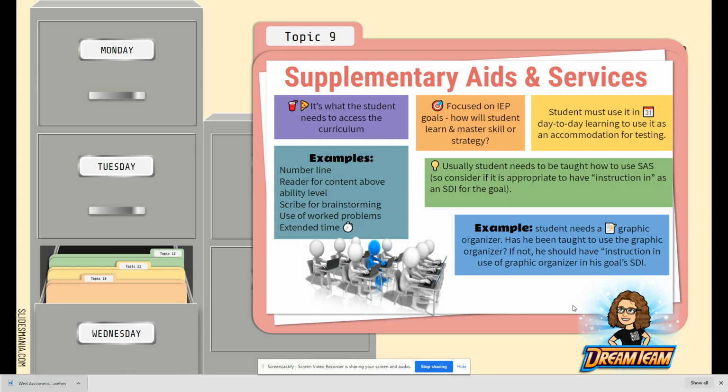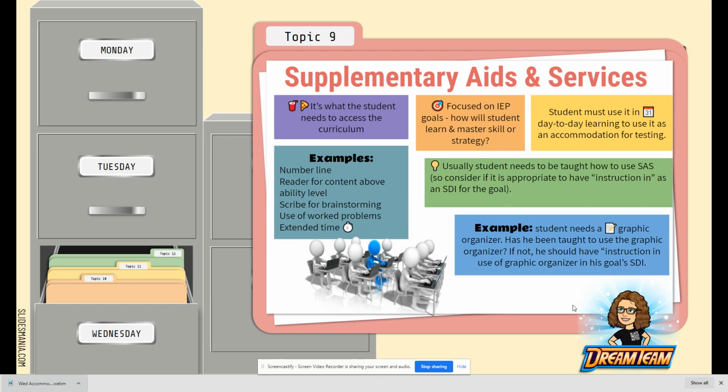The supplementary aids and services always have to be focused on the student's IEP and their goals. So thinking about what does the student need to master that skill or strategy, and how is the student currently learning? Is there something that they need to be able to access that content? Then that might be a supplementary aid and service that they would need.